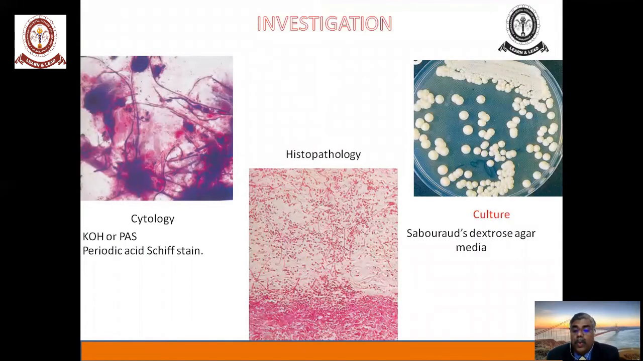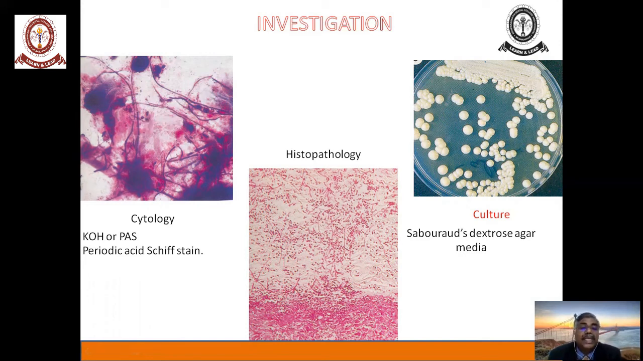Now, in the majority of cases of oral candidiasis, the diagnosis is straightforward and it is based on the clinical findings. But if you want to prove the presence of candida in the laboratory, we can go for cytology. We do a scraping and make a smear and stain it with KOH or PAS, periodic acid Schiff stain, where you will be able to see the background desquamated epithelial cells, and you can see the filamentous hyphae, and you can also see small dots there. They are the yeast form. That is why candida is called a dimorphic fungus.